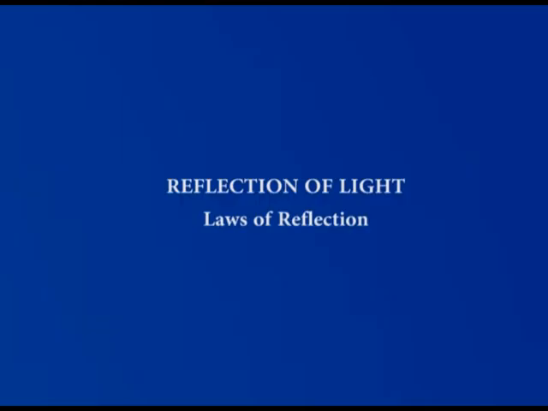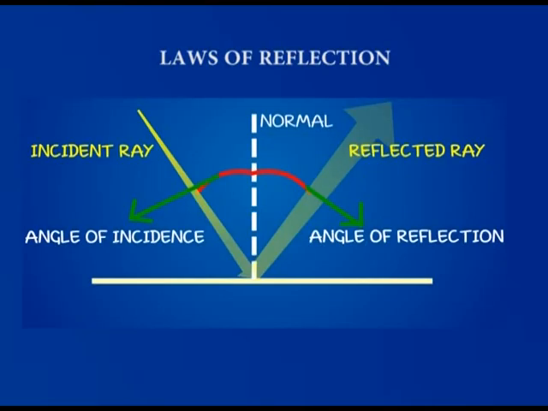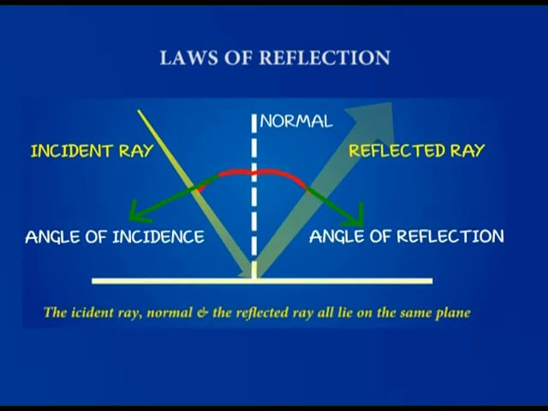Next, we look at the laws of reflection, and there are two of them. One, the angle of incidence equals the angle of reflection. And two, the incident ray, the normal to the mirror at the point of incidence, and the reflected ray all lie on the same plane.